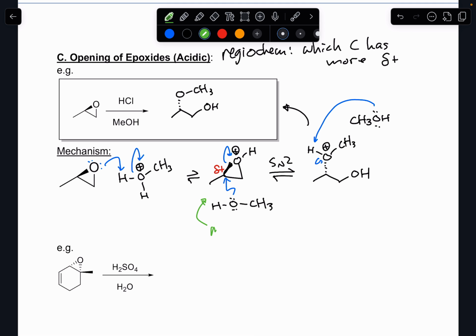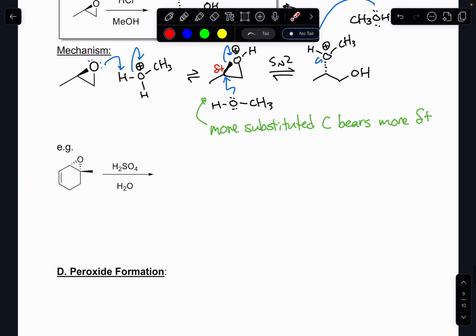Okay, so the take-home message here is that the more substituted carbon bears the partial positive charge more. Now you might be thinking, if it's a nucleophile, wouldn't it want to attack the less hindered carbon? Well, yes, if we could, but this carbon is not at all electrophilic, and so a weak nucleophile would never attack it anyway. Okay, here's another good example that I want you to think about. This one perhaps we'll do in class.